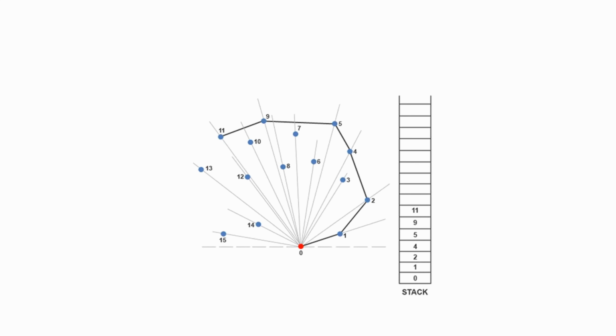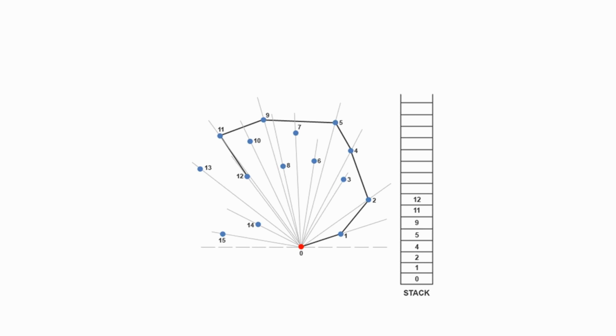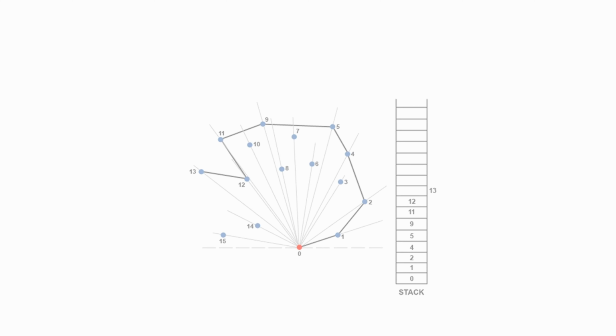Since a left turn is made at point 9 to get to point 11, point 11 is pushed onto the stack. A left turn is made at point 11 to get to point 12. Point 12 is therefore pushed onto the stack and is currently considered part of the convex hull.